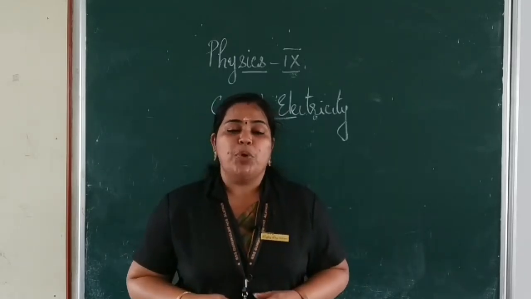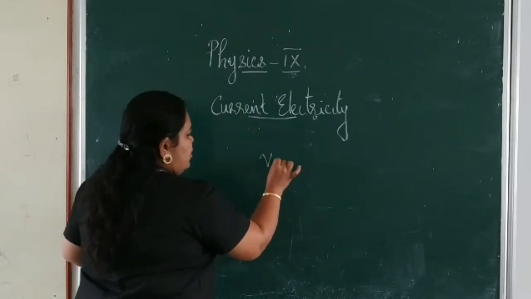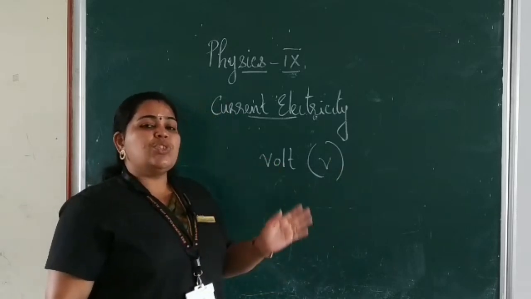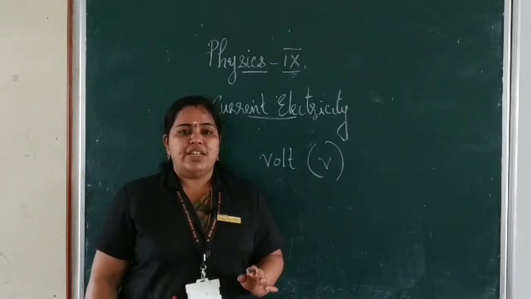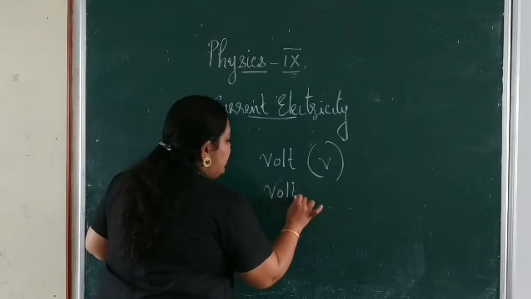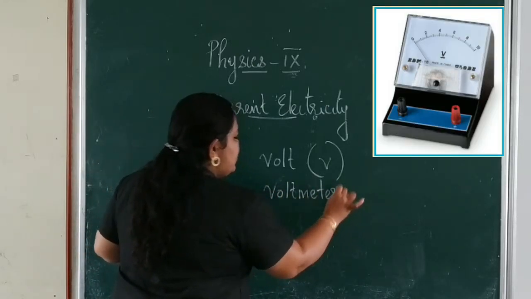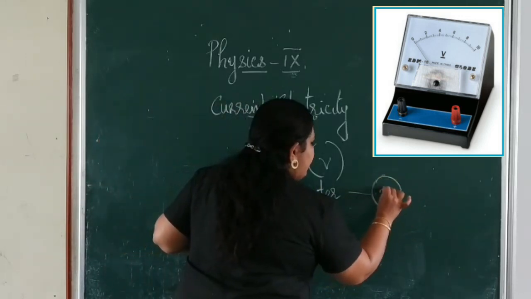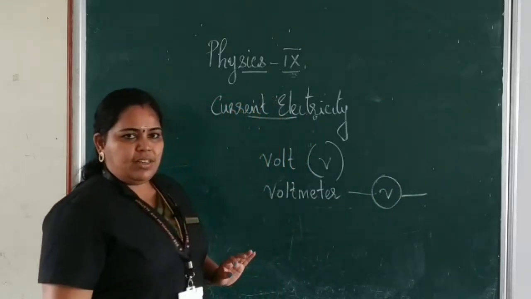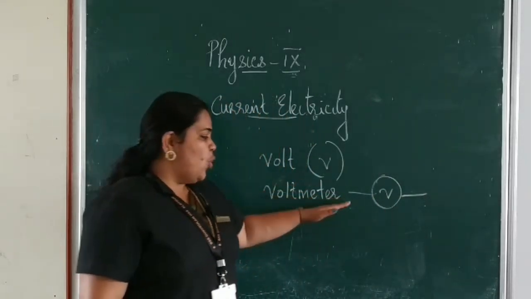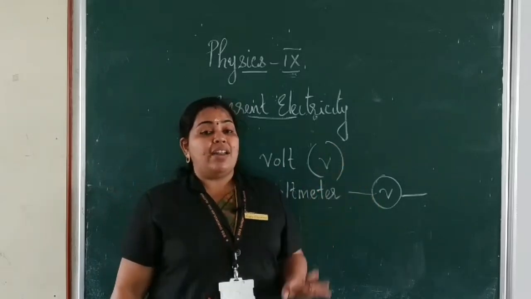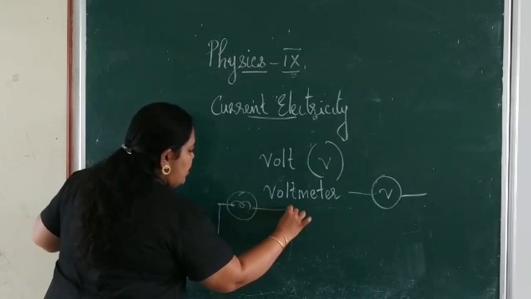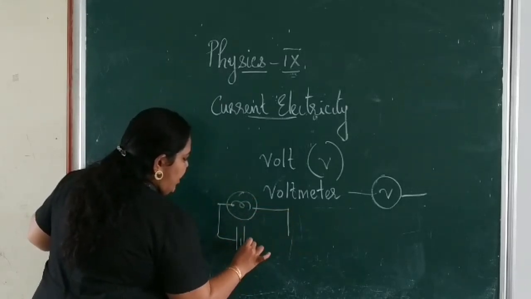And the unit of potential difference is volt. The unit of potential difference is volt, V. And the device used to measure the potential difference is known as voltmeter. The device used to measure the potential difference is voltmeter, and this voltmeter is represented like this. Voltmeter. And this voltmeter is always connected parallel to a circuit. For example, look at this. This is a bulb and this bulb is connected to a battery through a switch.